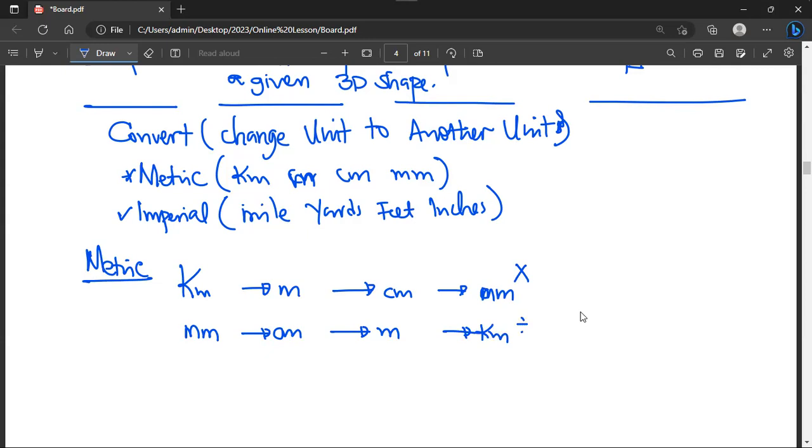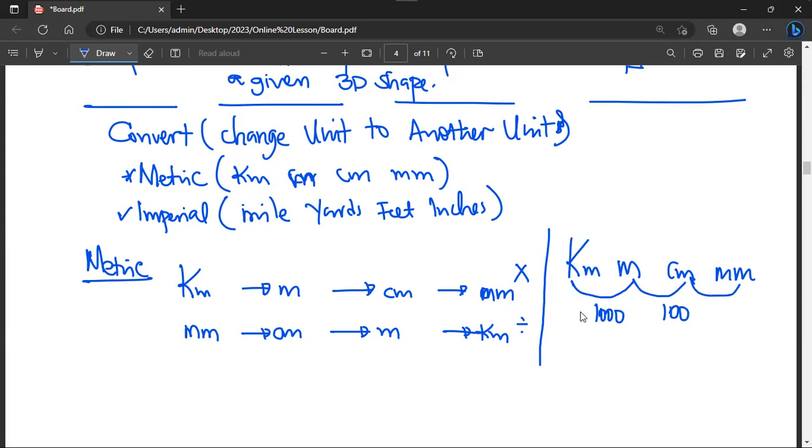In other words, if you don't know what to do, please always write this down: km, m, cm, mm. In between the first two, we have 1,000. Between the next two, we have 100. And this, we have 10. They will go on reducing. 1,000 becomes 100, 100 becomes 10.